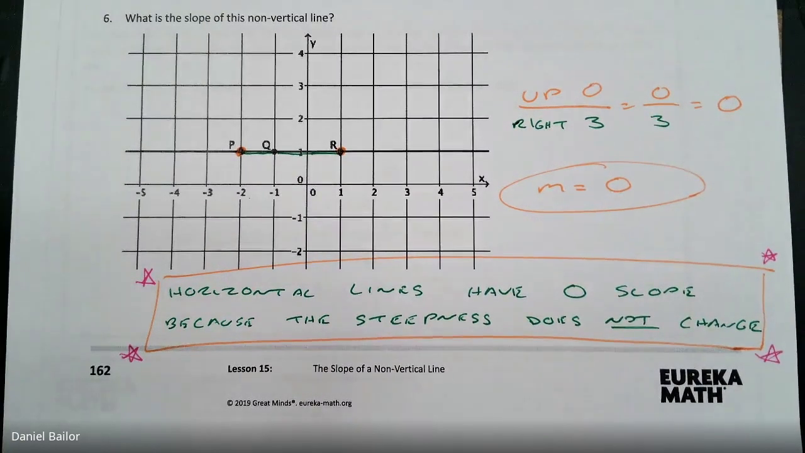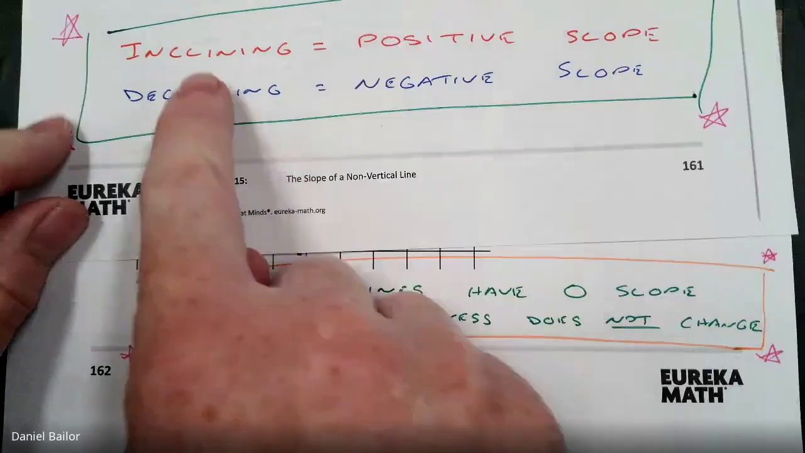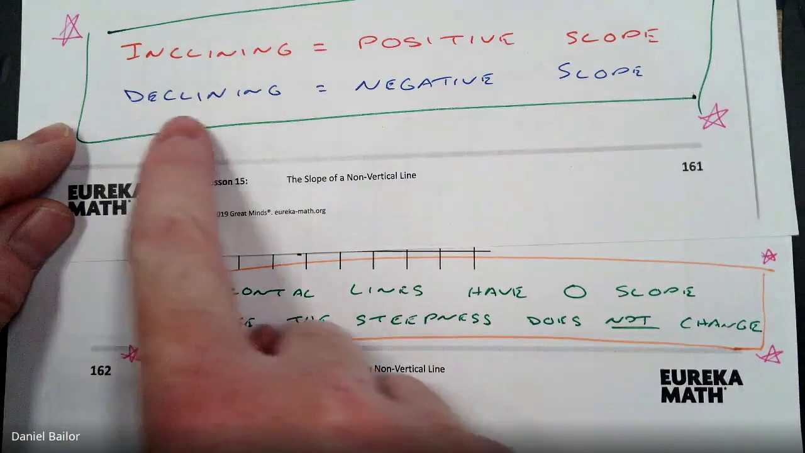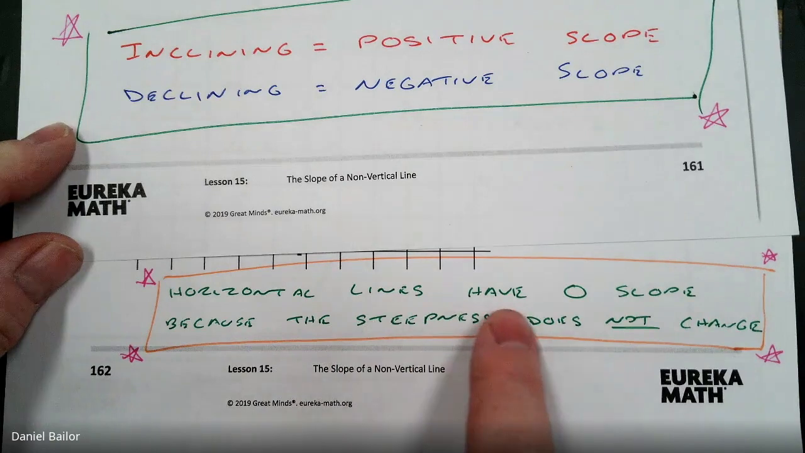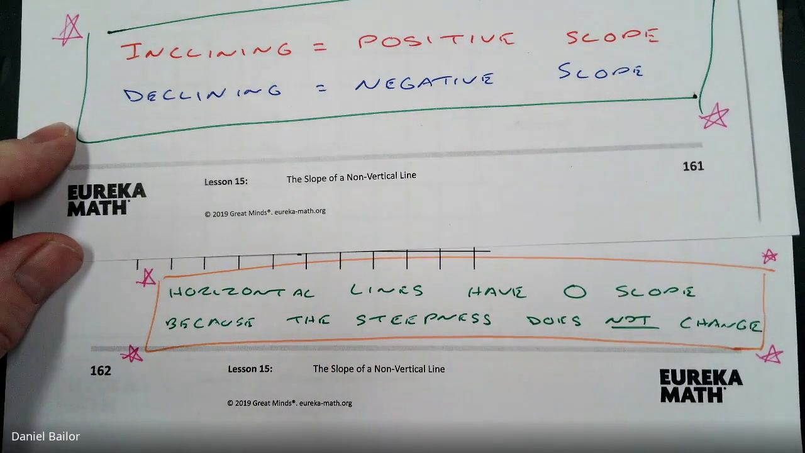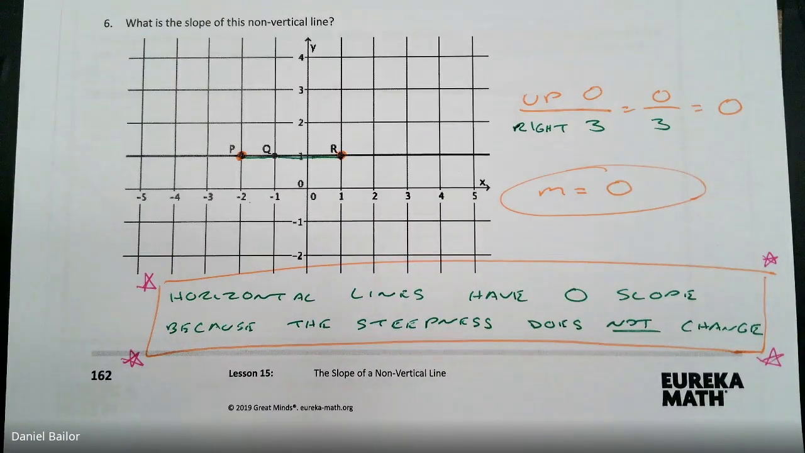So in our exercises today, we learned 3 important things. Well, we actually learned 4 things. You learned how to find slope with up divided by right. You also learned that inclining lines have a positive slope, declining lines have a negative slope, and horizontal flat lines have 0 slope because the steepness does not change. So that's what we learned today. We learned how to find slope and facts about different types of lines.